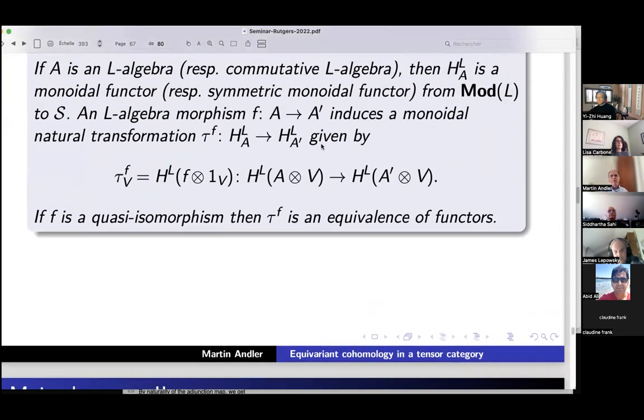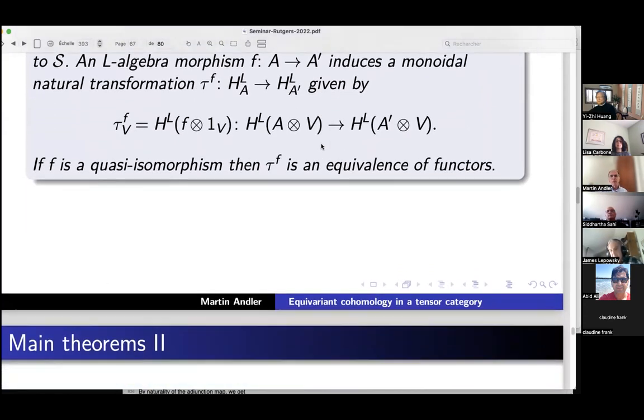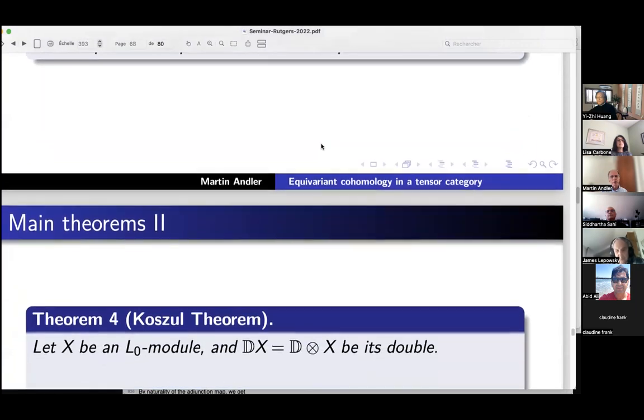So if we have A and A prime, which are homotopy equivalent, then it induces an isomorphism on the cohomology.